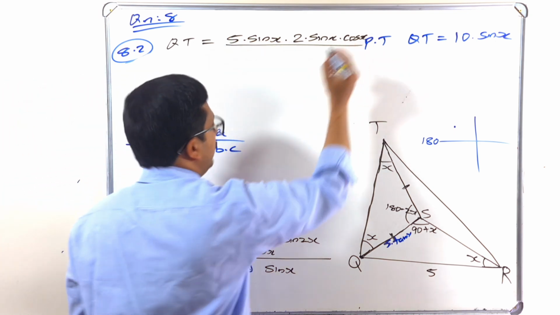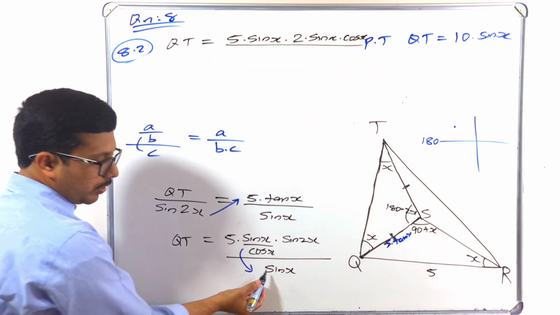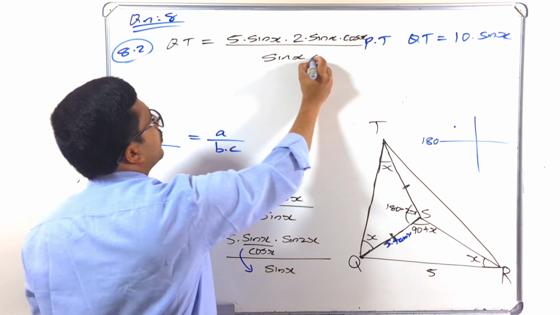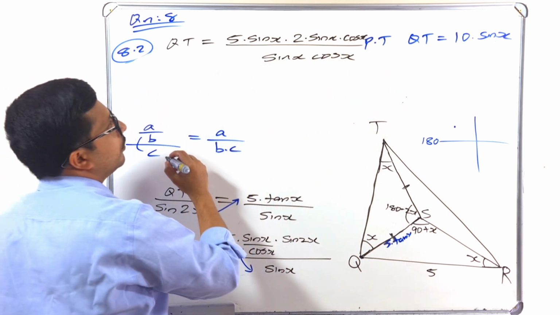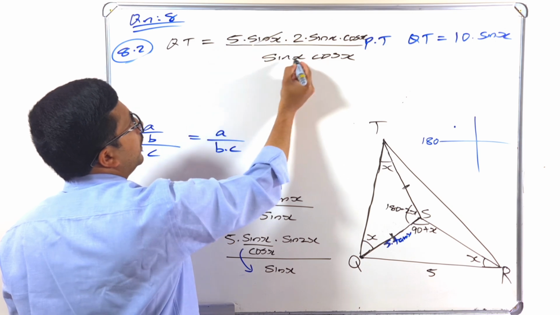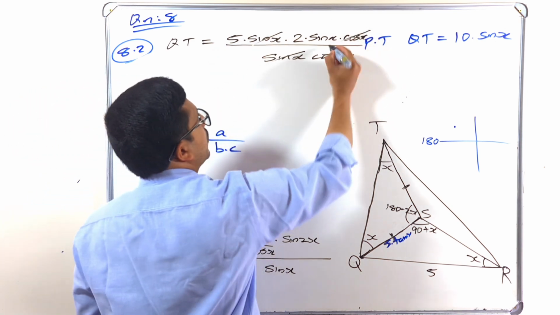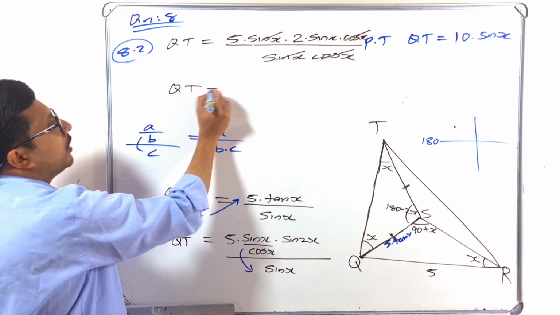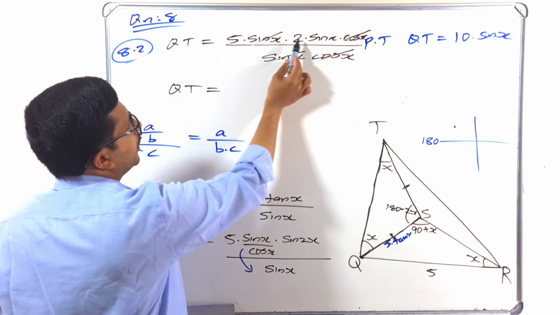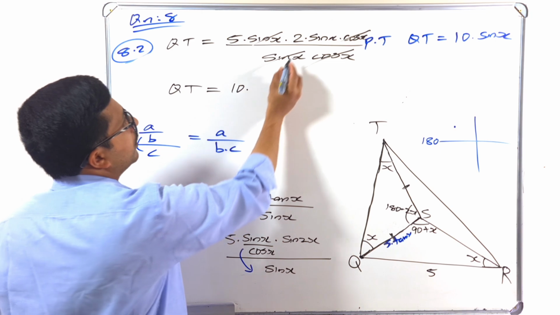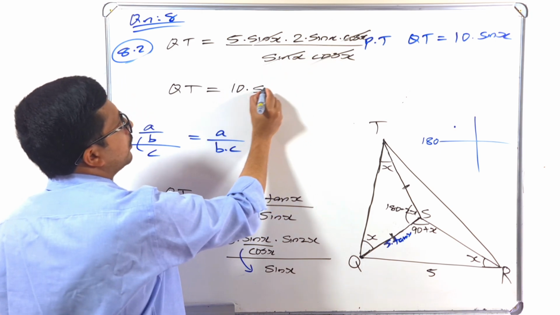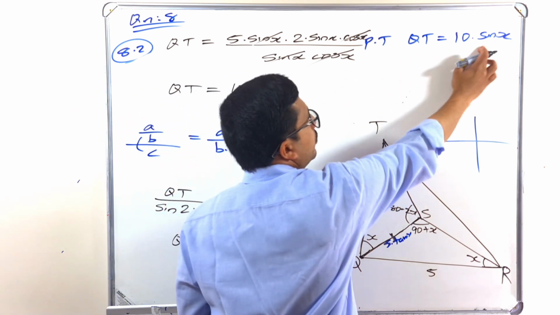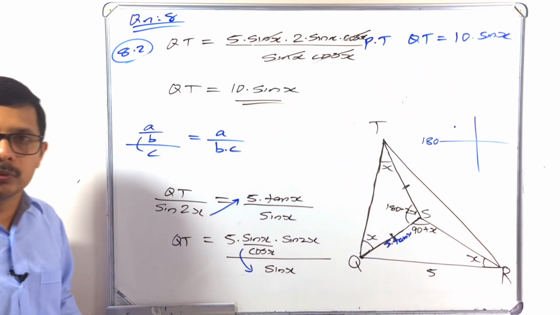The whole divided by, I told you this cos x you can multiply with this sin x. So it is sin x cos x. So what can you cancel? This sin x and this sin x cancel. This cos x and this cos x cancel. So QT is equal to, what is remaining? 5 times 2 is 10. Then there is a sin x remaining. Yeah, that is what we want to prove. Look at this, QT is equal to 10 sin x. So we proved, that's all.